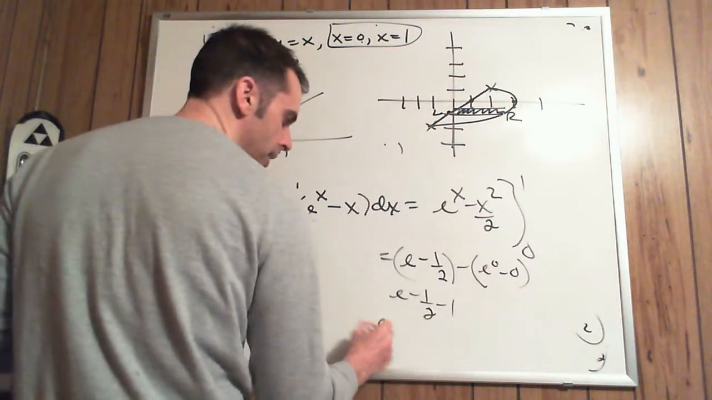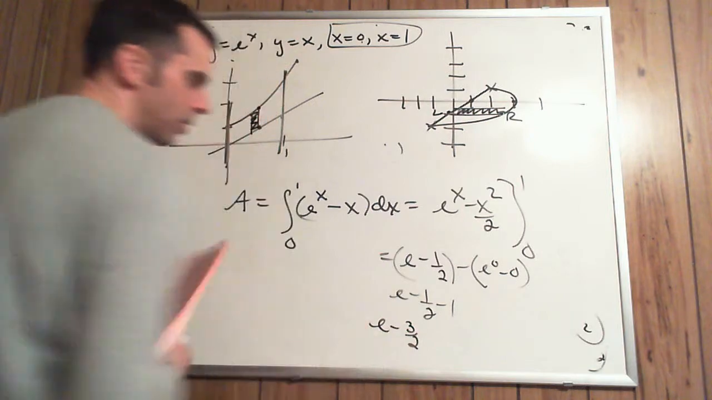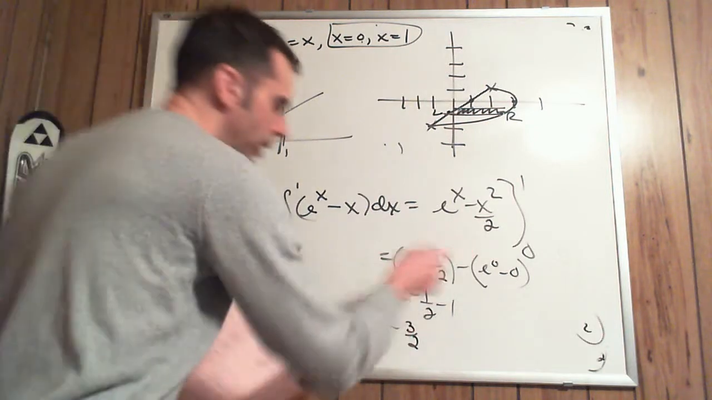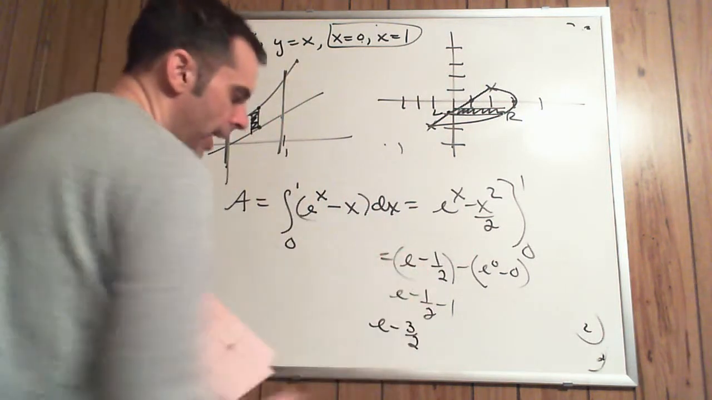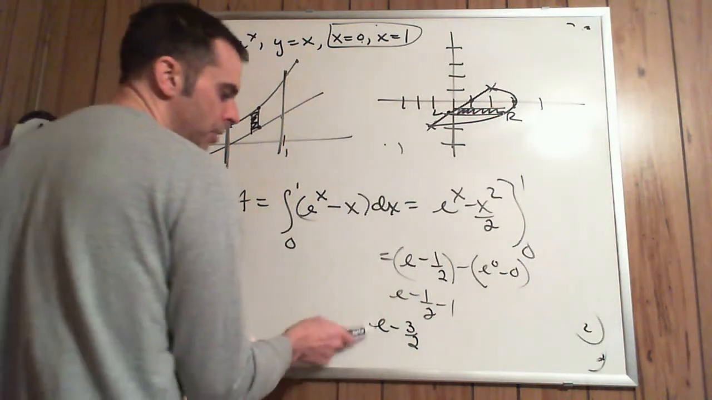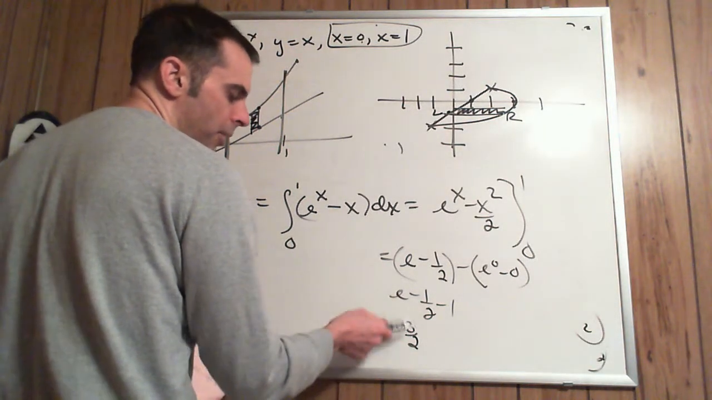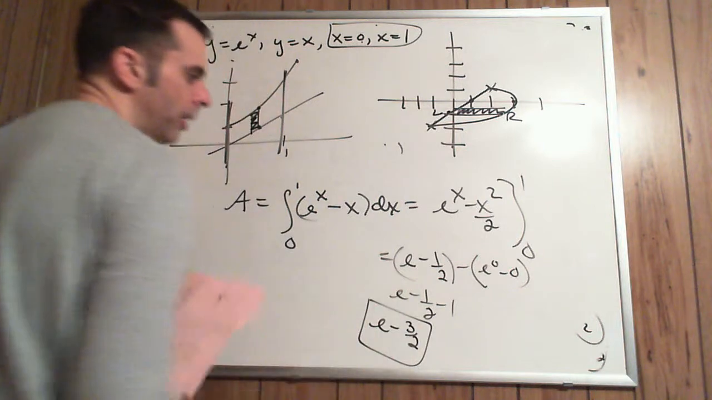So this here is e minus 3 halves, because this right here would be 1, and this would be negative 1.5. But this is still positive because e is 2.718, which is greater than 3 halves. So it's still a positive area.